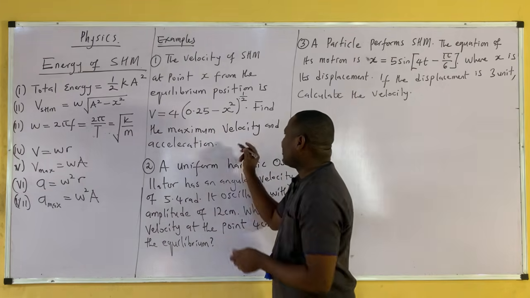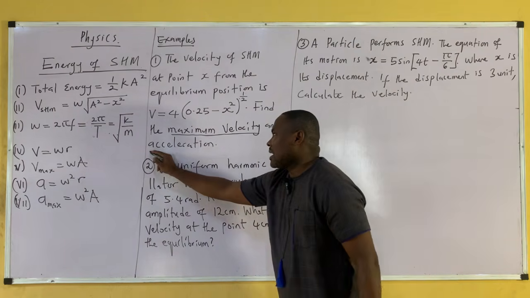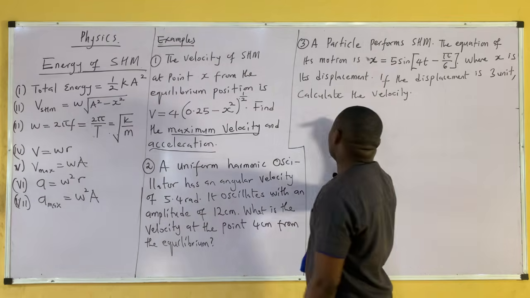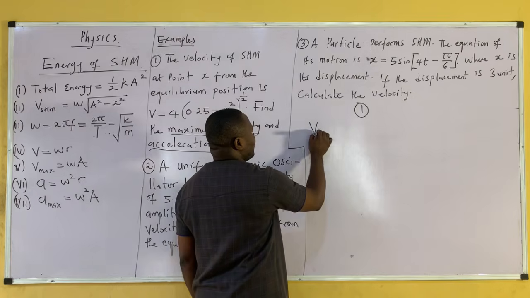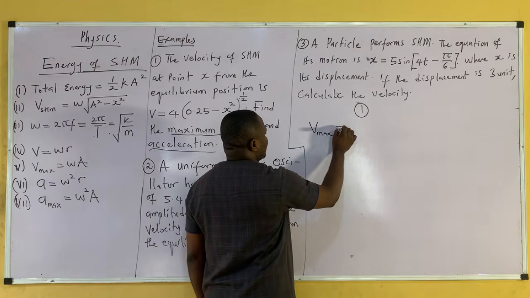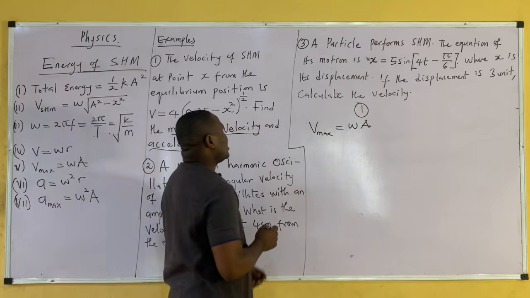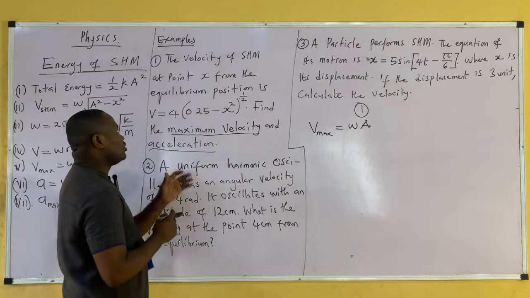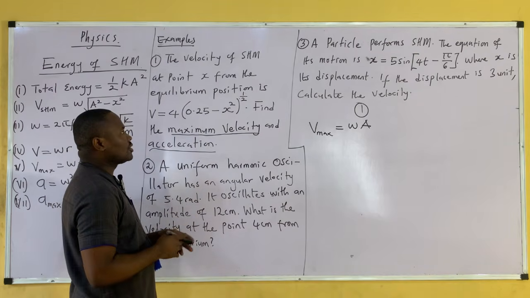Find the maximum velocity and acceleration. What is the answer to this question? Number one, maximum velocity we said is equal to WA. Now the question is, where is my W in this expression and where is my A in this expression?